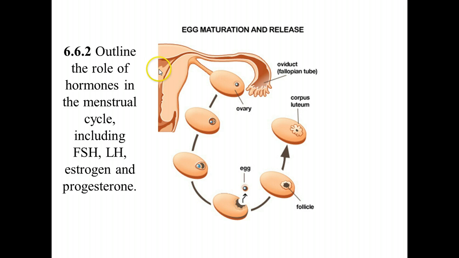But in the event that the egg does not implant, we see estrogen and progesterone decrease, which reduces the endometrial lining, which is what causes menstruation. So there's bleeding, but there's also the release of the unfertilized egg.